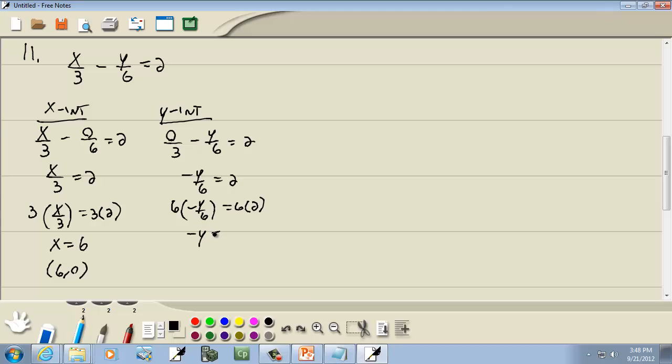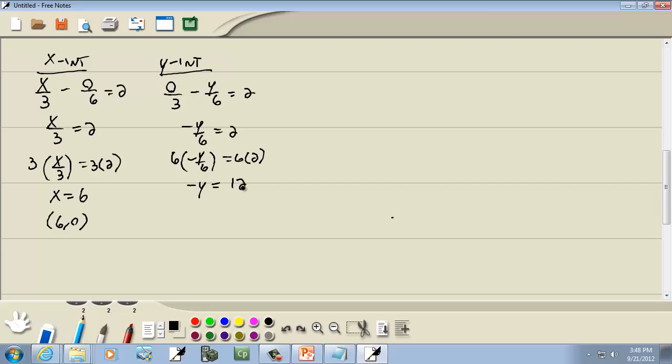And that gives us negative y is equal to 12. And then divide both sides by the number in front of your y, which is a negative 1. So this is like negative 1y. So we'll divide both sides by negative 1. And we get y is equal to negative 12. So this point would be 0, negative 12.